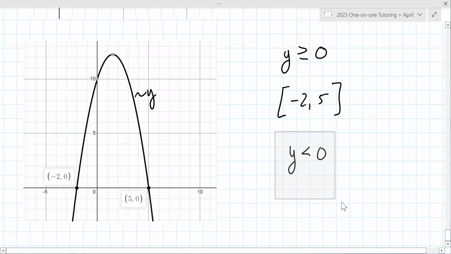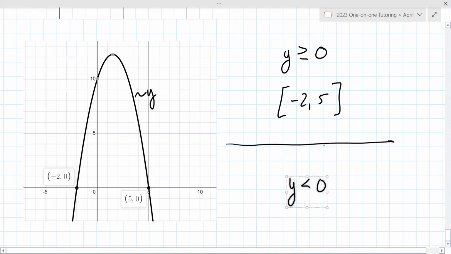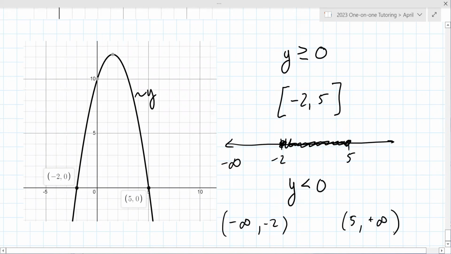Okay, so if we were to make a number line, here's -2 and here's 5, and that's all the numbers between them. What's everything else? Outside. So that's minus infinity to -2, 5 to positive infinity. So your answers are, this is kind of our closing thought here, either between or outside. And you just got to decide which is which.